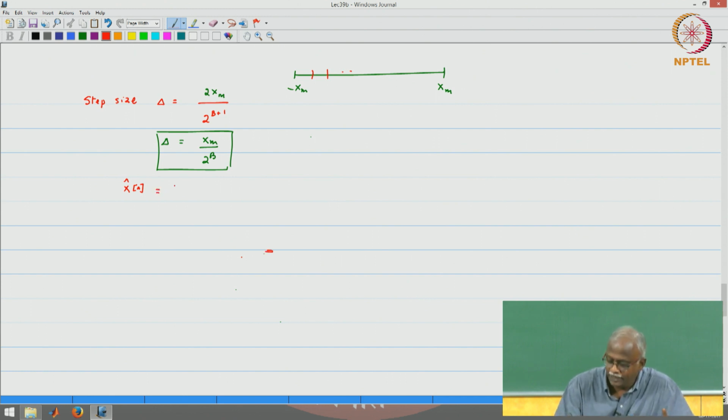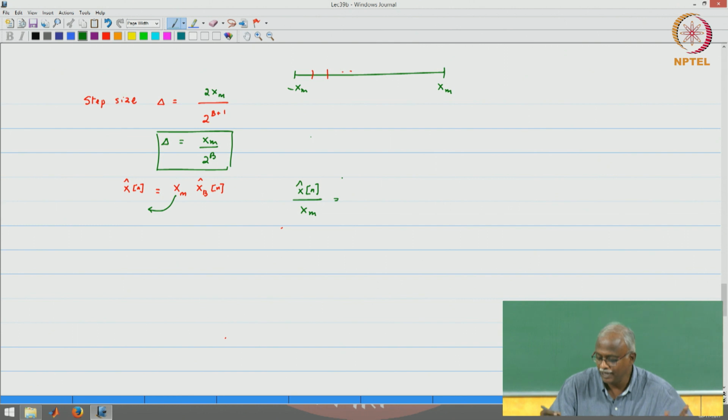So the quantized signal x hat of n, which has been quantized with a b plus 1 bit representation, can be related to the maximum value xm, that is the peak value. Once you have scaled your signal by xm, then you can quantize it in the range minus 1 to plus 1, that is xb hat of n. Or if you want to think of it as a scaled signal, take xm to the other side. So, you take your discrete time signal, scale it by the maximum magnitude and then quantize it, because now it is in the range plus 1 to minus 1, that is xb hat of n.